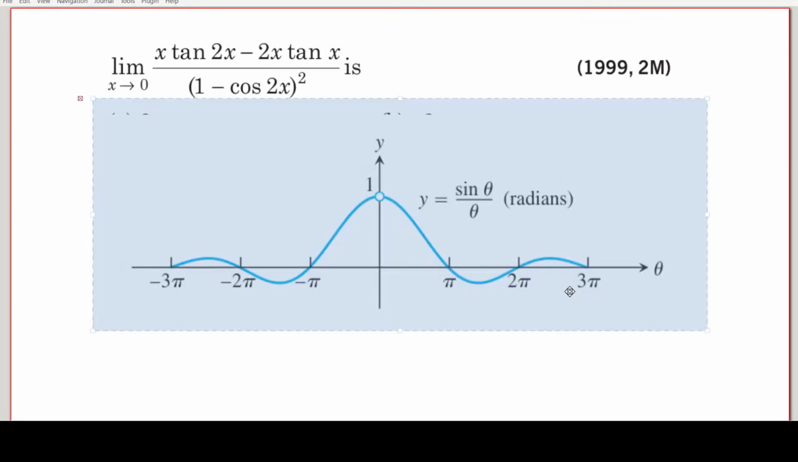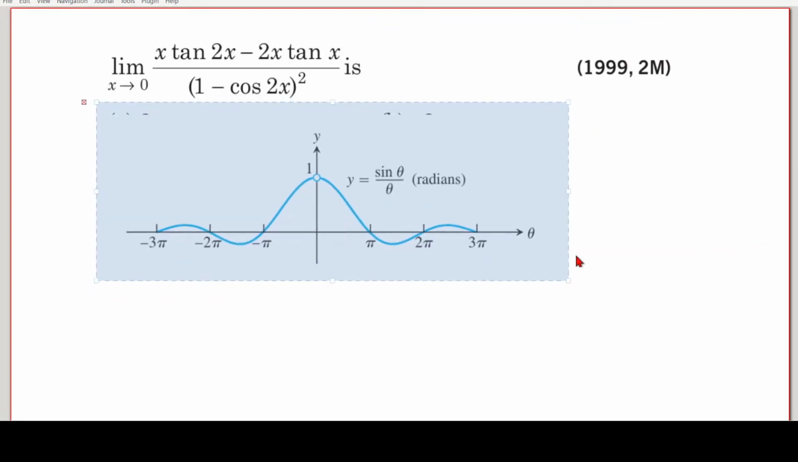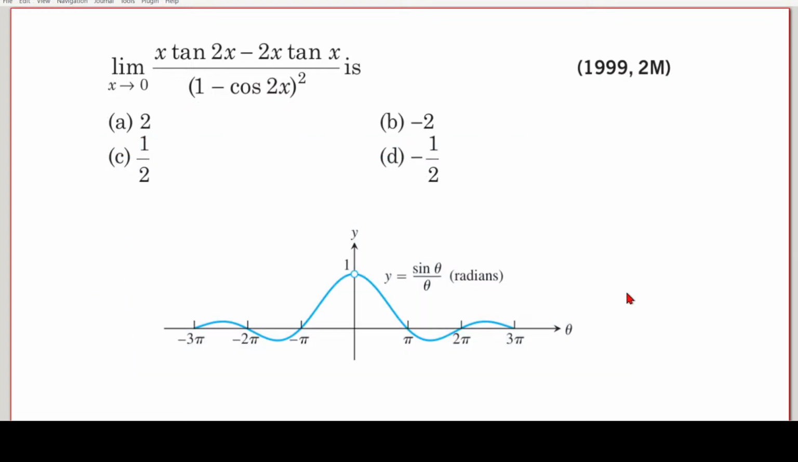By the way, sin theta by theta graph, no? Yes, sir, it looks like this. That's why when theta tends to 0, it is approaching 1 from both the sides. When theta tends to infinity, it approaches 0, right? Because the numerator is always between plus 1 and minus 1, and the denominator is increasing. That's why this is actually equal to 0, right?